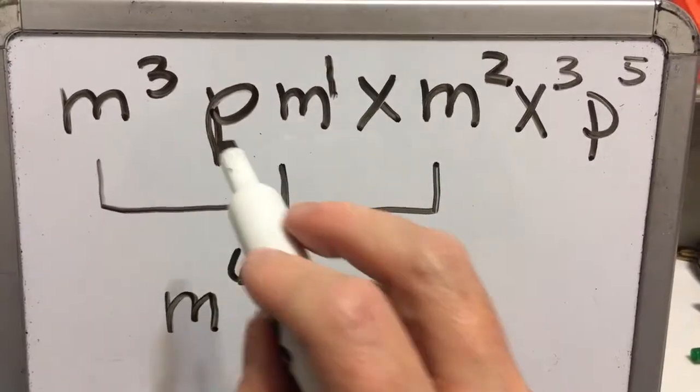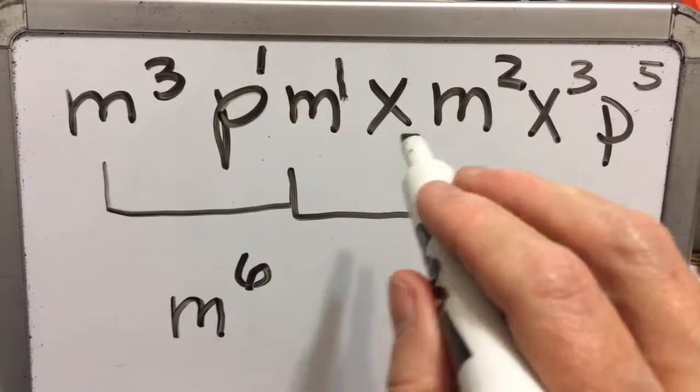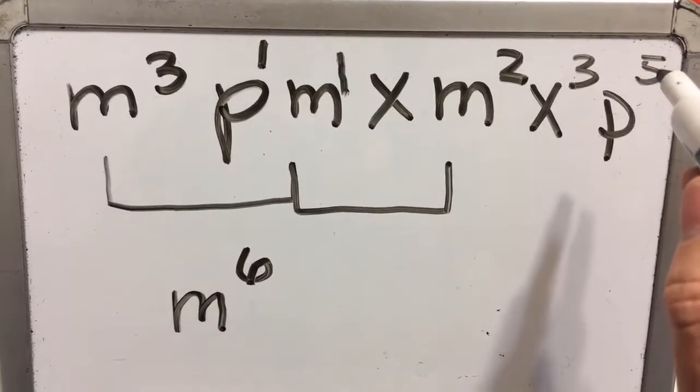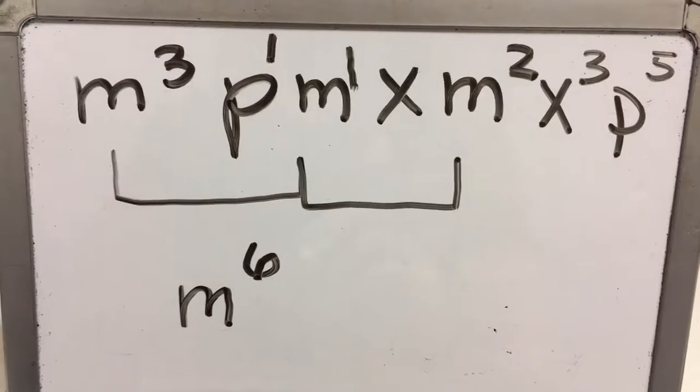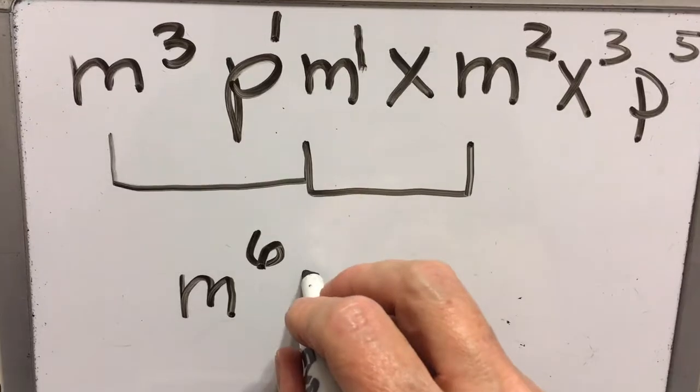Okay, so now we look for our p's. We have a p here, which will be p to the 1, and then a p over here, and that's it, just two p variables. So 1 plus 5 is 6, so that will be p to the 6th.